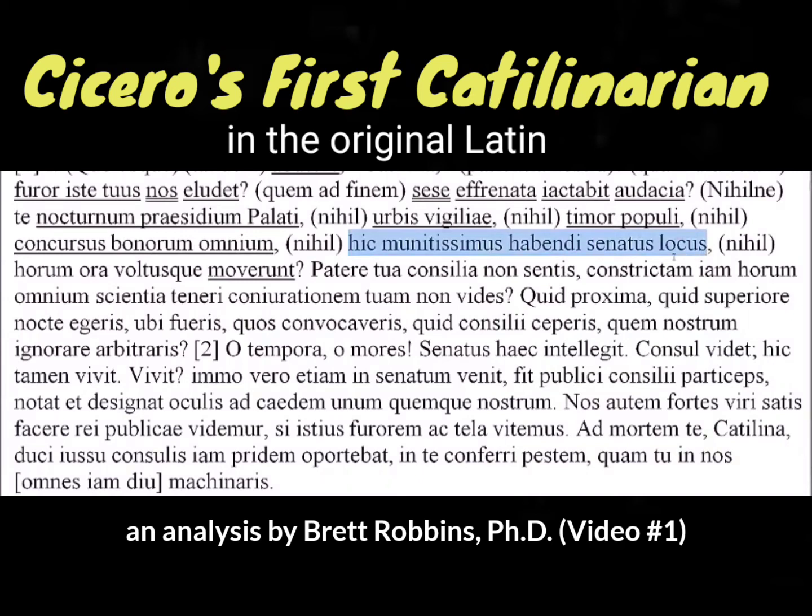What is the noun that munitissimus, the adjective, qualifies? Not habendi. Is it senatus? This quite fortified senate? No. Because loci would be the genitive in it to go with habendi, of having a place, which is kind of weird. No. So through process of elimination, you know that locus is going to be the noun qualified by munitissimus. And hic is this most fortified or quite fortified place of holding the Senate.